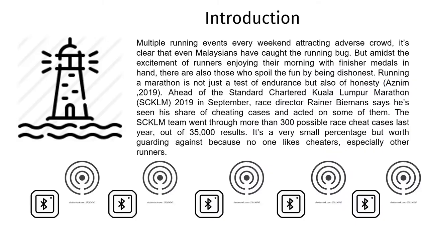Even Malaysians have grabbed the running bug, which is evident every weekend in various running events, drawing diverse people. But in the midst of the passion of athletes who love their morning with finishes in hand, the Standard Chartered Kuala Lumpur Marathon team has gone through more than 300 possibilities of running cheats. Last year, out of 35,000 results, it's a small percentage, but worth watching over because nobody likes cheaters.